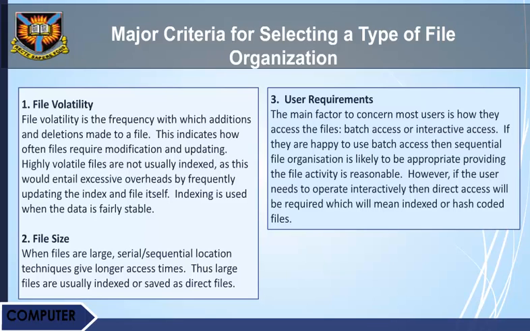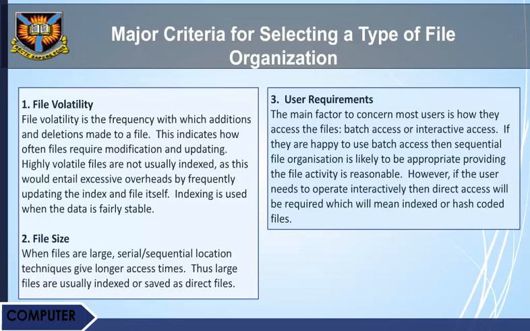2. File size. When files are large, serial sequential location techniques give longer access times. Thus, large files are usually indexed or saved as direct files. 3. User requirement. The main factor to concern most users is how they access the files: batch access or interactive access.